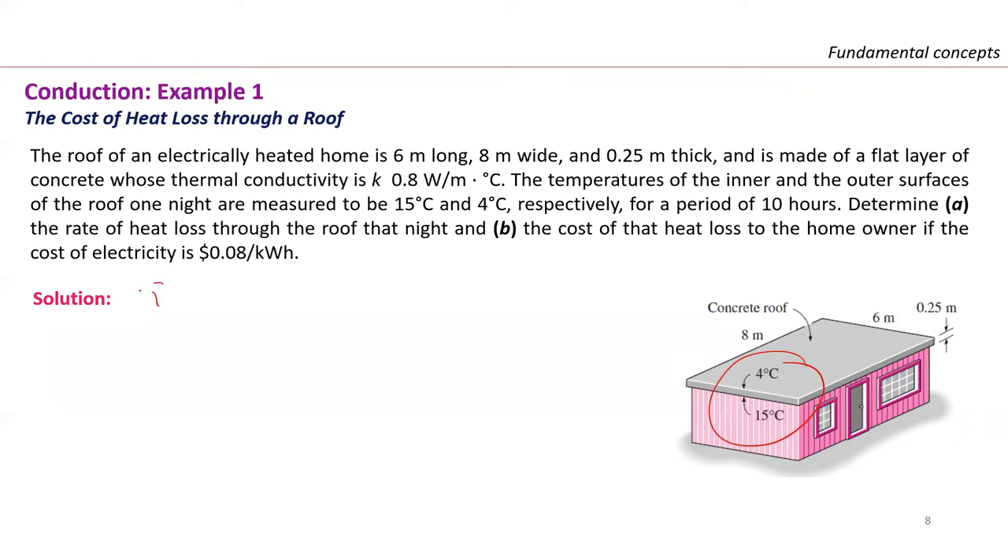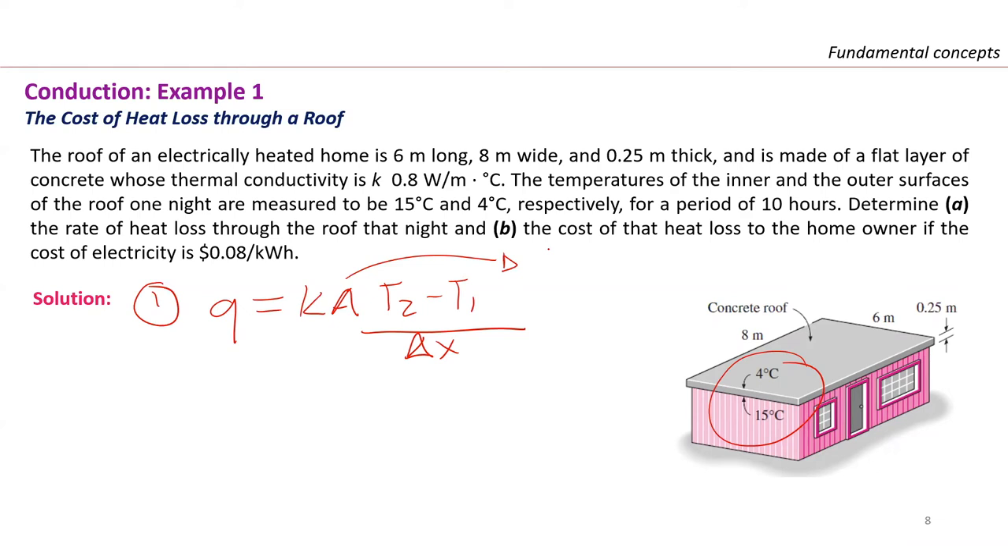So to solve the first one, you can start with Fourier's law. Hot minus cold. We need to calculate this area, which is what we are missing here. We have the thermal conductivity, we have the two temperatures. What else? We have the thickness. So how much is the heat transfer by conduction?